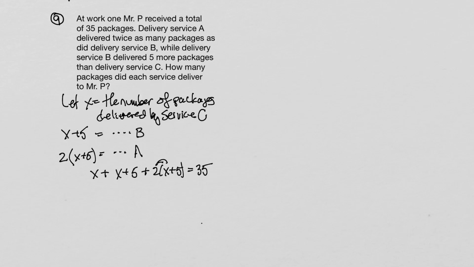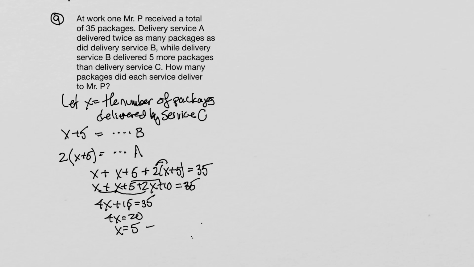Let's multiply through here. We'll get x plus x plus 5 plus 2x plus 10, that's equal to 35. Let's add these up. x, x, and 2x, there's 4 x's, plus a 5 and a 10 is 15. That's 35. Let's subtract that 15. We'll get 4x equals 20. So divide, x equals 5.